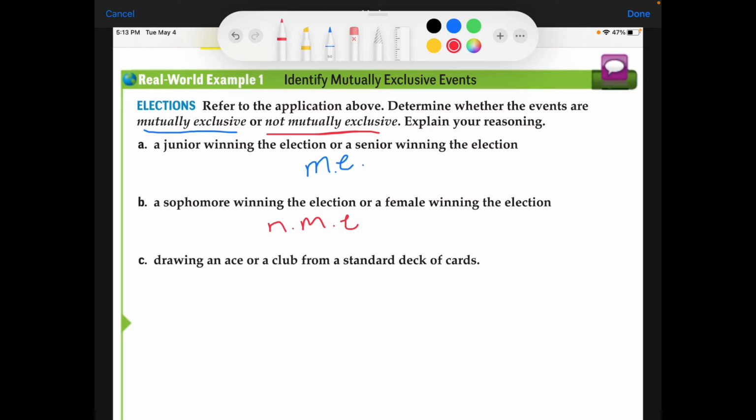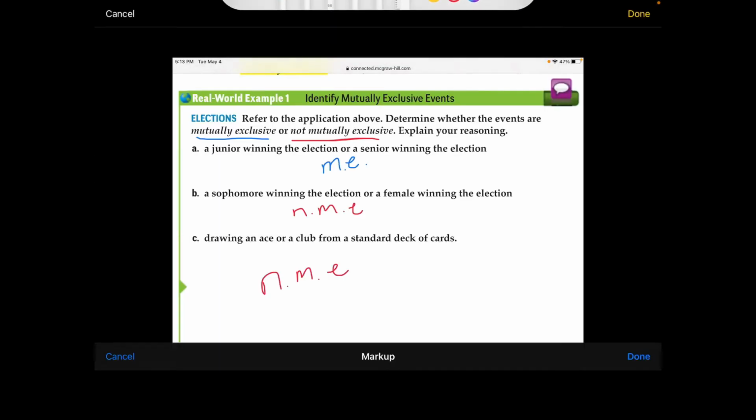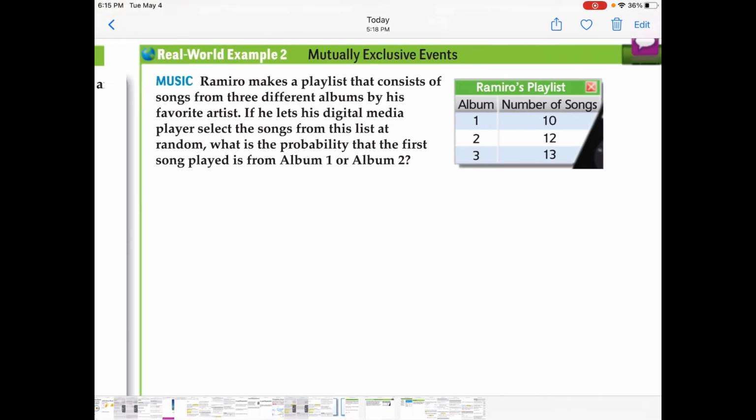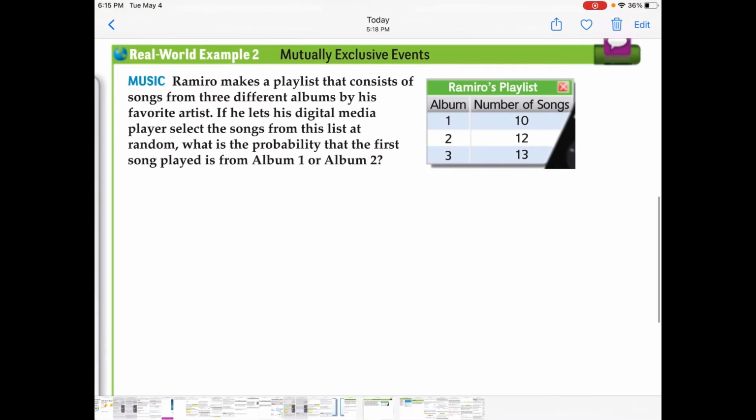C says drawing an ace or a club from a standard deck of cards. Since the ace of clubs represents both events, they're not mutually exclusive. So this would also be not mutually exclusive because the ace of clubs does exist. Okay? All right, so let's go ahead and do another example where we actually apply this situation.